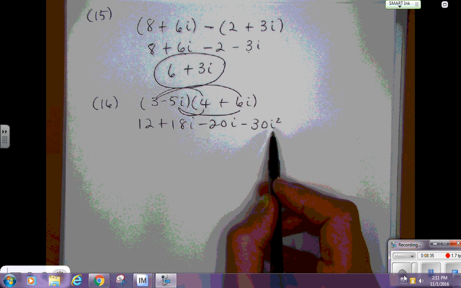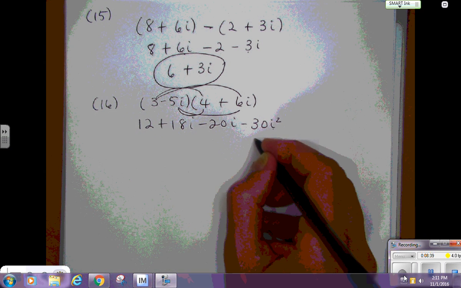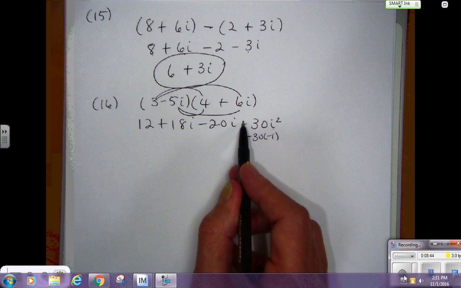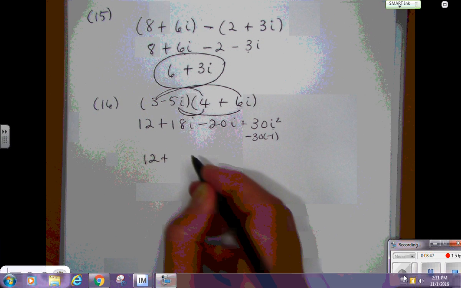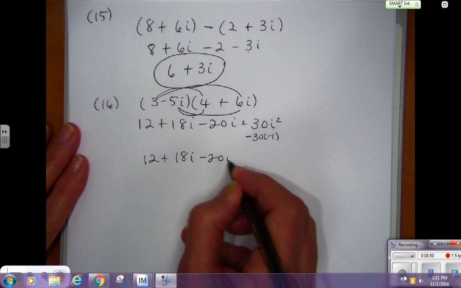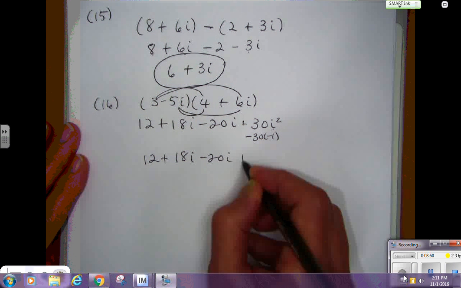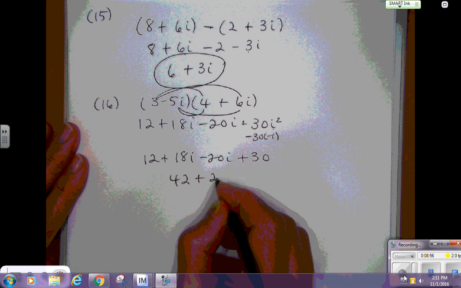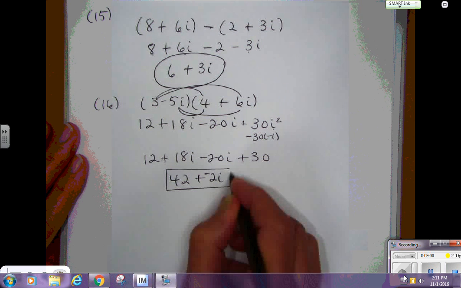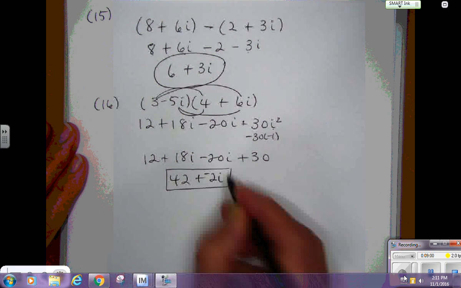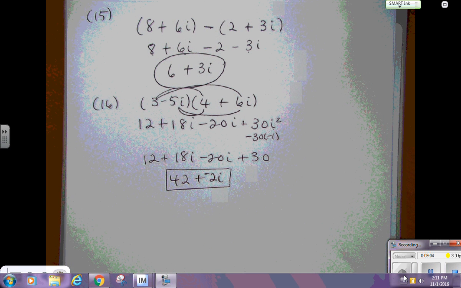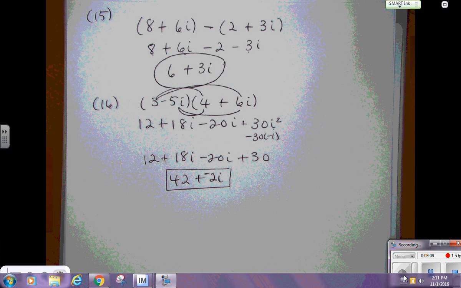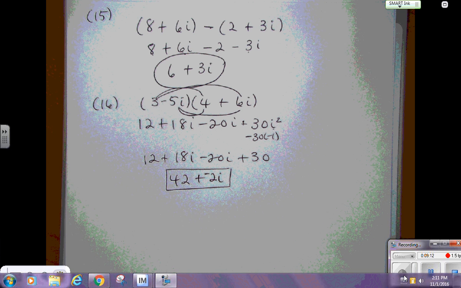Okay, so what's going to happen with that 30? That's right, you're going to have negative 30 times negative 1. It's going to make that positive right there. So it's actually 12 plus 18i minus 20i plus 30. And when you combine your like terms, you have 42 plus negative 2i. And that's all you can do with that value. So when you're multiplying complex numbers together, you always wind up with a binomial. Any questions?